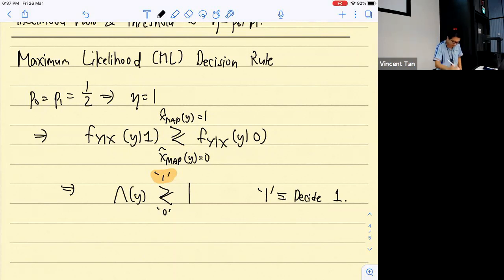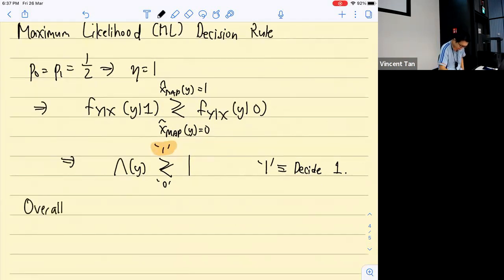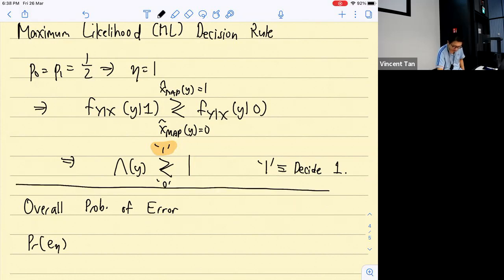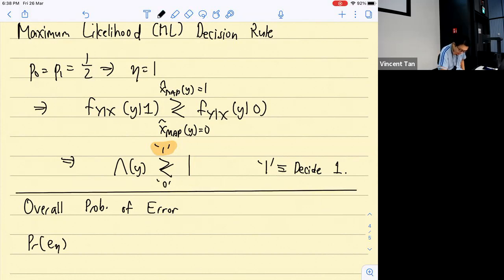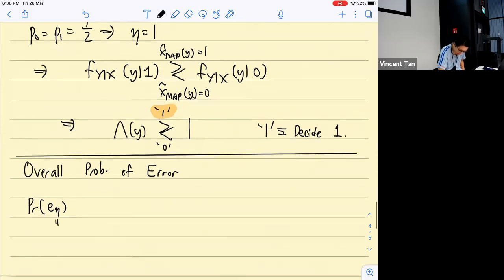But let me just first write down the overall probability of error. Then we will talk about the individual errors. So the overall probability of error, we write it as E of eta. Eta actually is nothing but the threshold. The prior probabilities may or may not be half. So now we have departed from the maximum likelihood discussion. Now basically what we want to do is look at the overall probability of error, and this is the threshold. It does not have to be 1. Need not be 1.